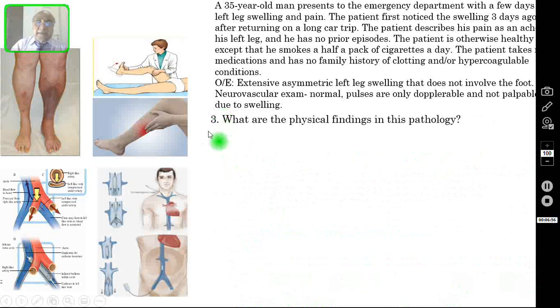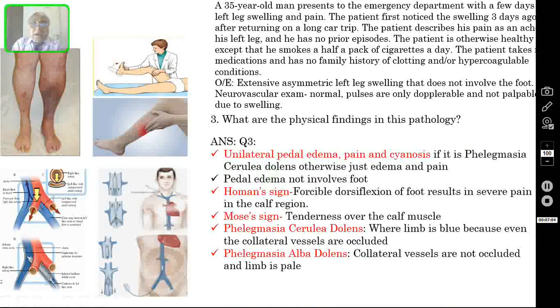Question number 3. What are the physical findings in this pathology? The correct answer is there will be unilateral pedal edema, pain and cyanosis if it is phlegmasia cerulea dolens. Otherwise, if it is not phlegmasia cerulea dolens, the patient usually will have just pain and edema. That is what our patient is having. And pedal edema usually won't involve the foot.